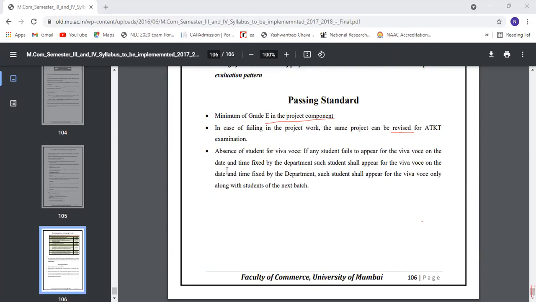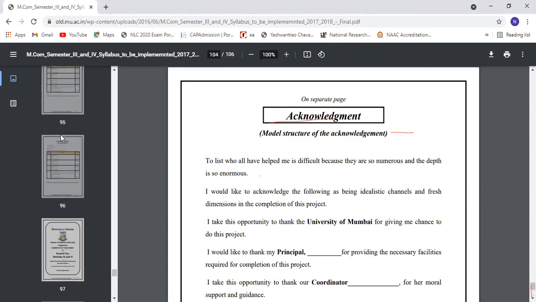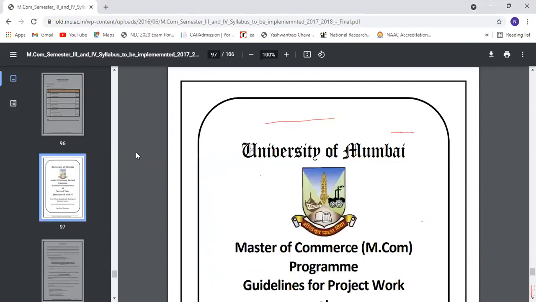Okay, now this is all about your guidelines for the project reports. Now you tell me what your doubts are. It is better you start with the discussion. If you want to ask any question, you can ask me.